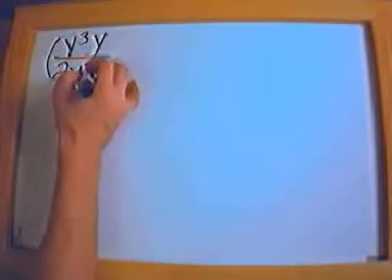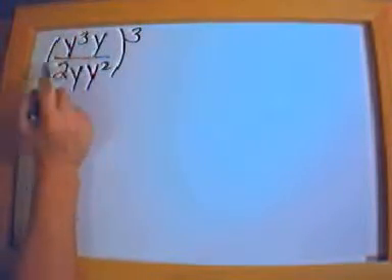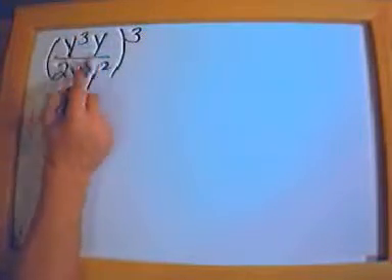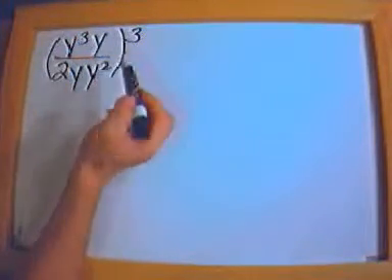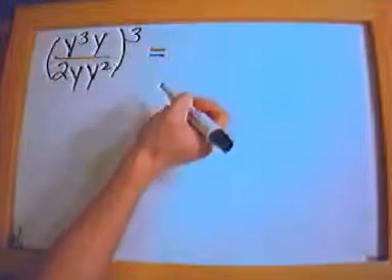Too bad. Last problem in this section, let's make it a good one. Let's say I have (y to the third times y over 2 times y squared), all raised to the third power. Now remember back, when I have a fraction in here, I need to raise the top by the same power as the bottom. So we're going to take this real slow, step by step.